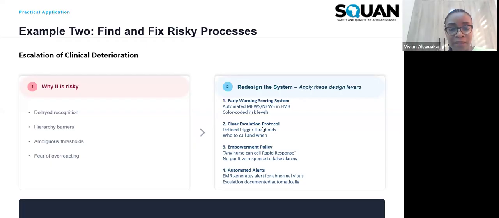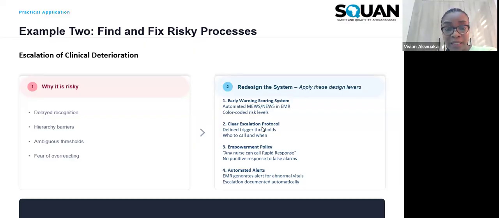Also, the empowerment policy. Anybody can call to say, I'm not comfortable with what I'm seeing with this patient. Please, can you come and have a look? Anybody, even the smallest nurse, should be able to do that, okay? And then there's no punitive response. It's not to say, that's how this one is always calling us up and down. Can't you just take care of your ward? No, there's no punitive response for such. Even if it's a false alarm, it's better for it to be false, as I said, than for you to put a patient at risk.